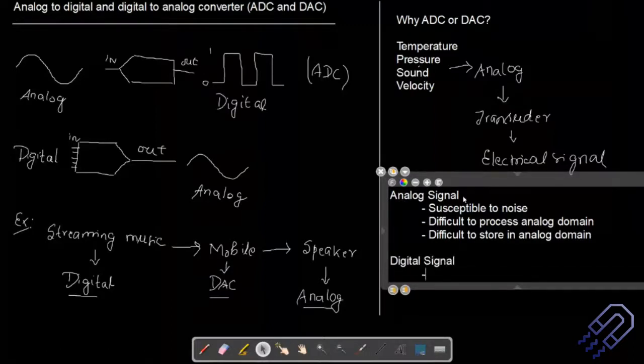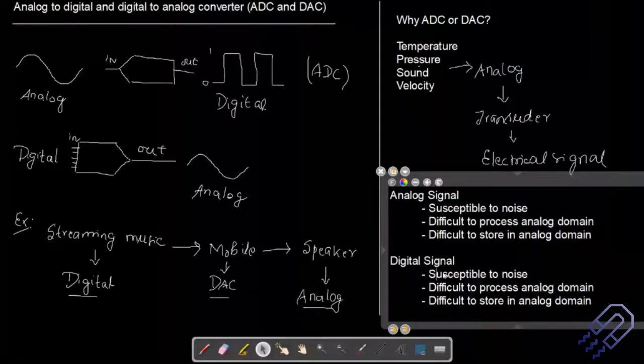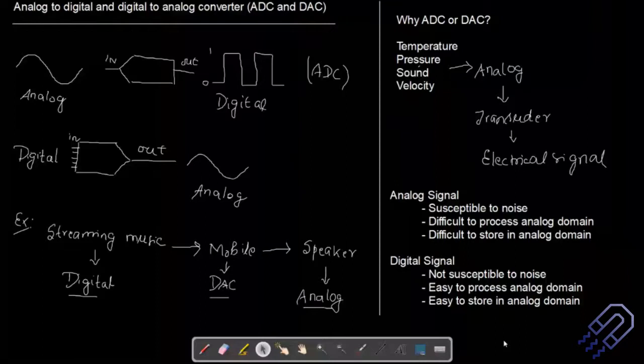Digital signal is nothing but the same thing, I'll just copy this for the sense of completeness. It is not susceptible to noise, and this is just the opposite. So if you are asked about the difference between analog and digital signal, or what are the advantages of digital signal over analog signal, you can easily write down these 3 points. This is why we try to understand what is analog signal and what is digital signal.